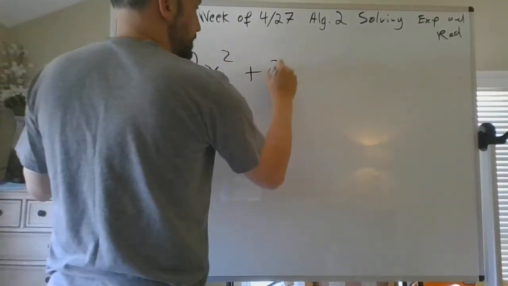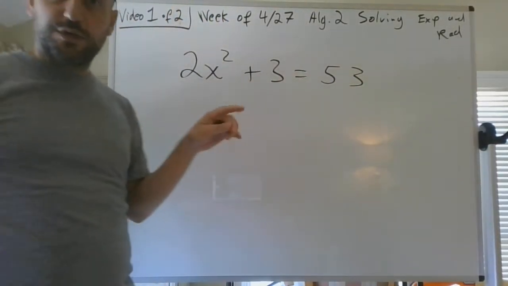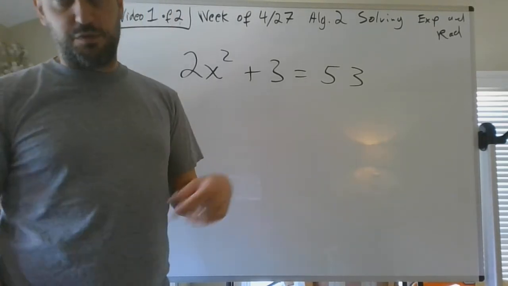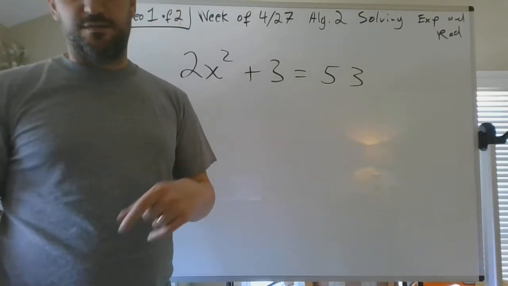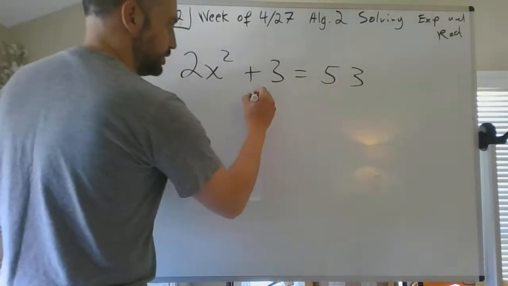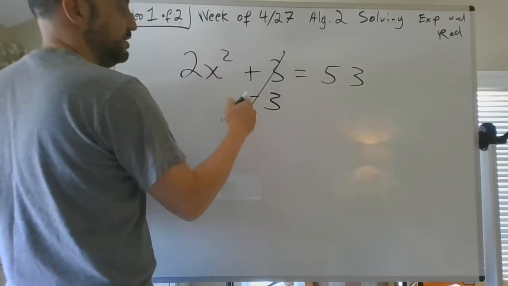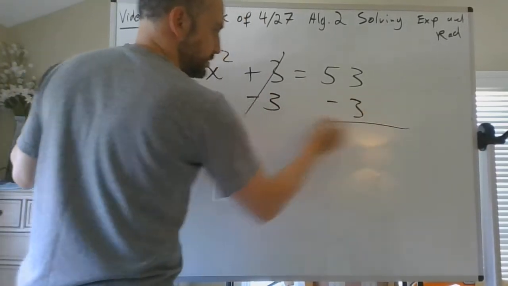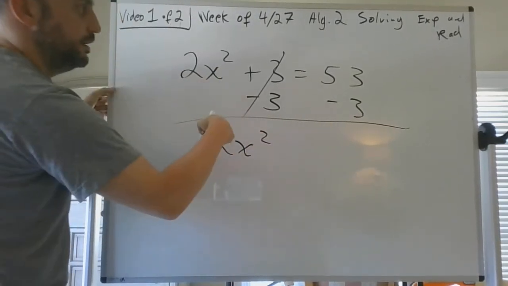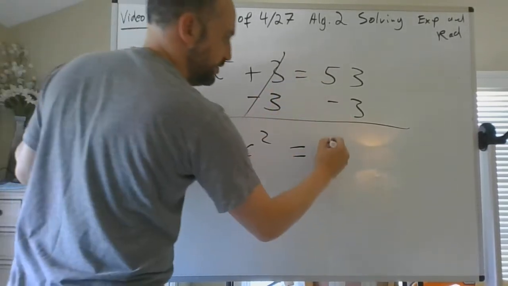2x squared plus 3 equals 15. I like to think of this as going in reverse PEMDAS. So reverse of parentheses, exponents, multiply, divide, addition, subtract. In this case, we're going to get rid of the 3 first. We're going to go minus 3, because we're trying to solve for x. Minus 3, what I do to one side, I do to the other. I'm left with 2x squared equals 50.